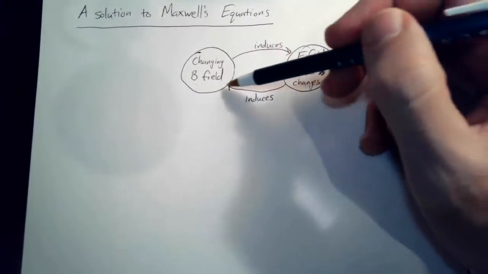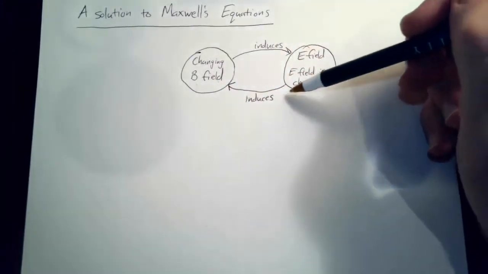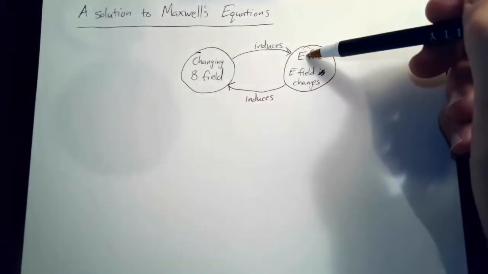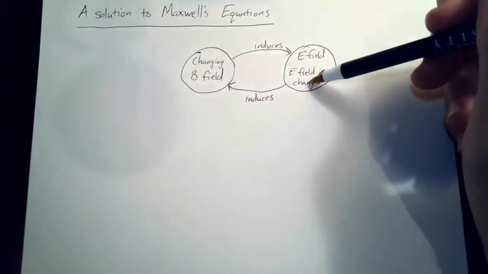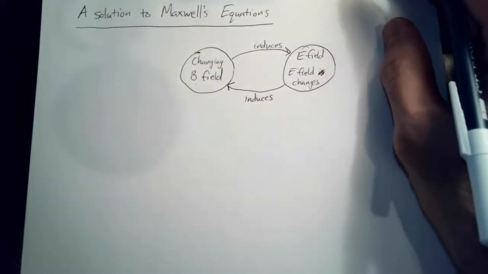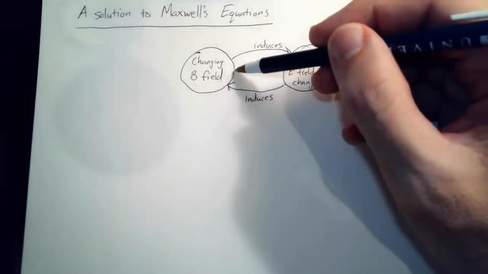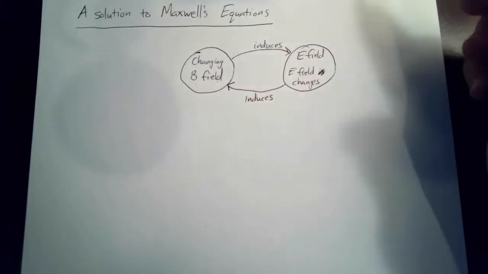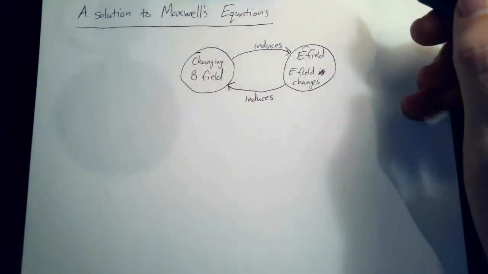And so the idea is that maybe there could be a cycle here where a B field creates an E, which in turn creates a B, which creates an E. And this is very roughly the idea behind electromagnetic radiation. So let's talk about the specific solution.